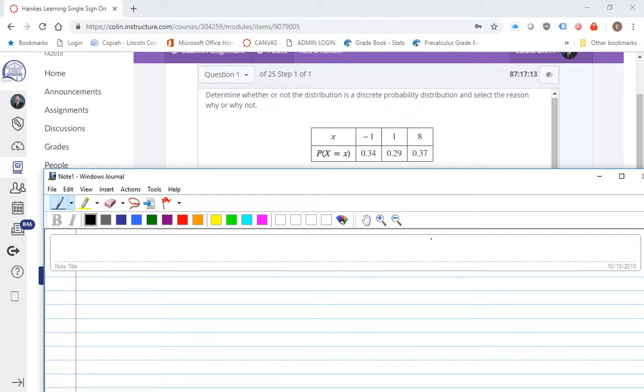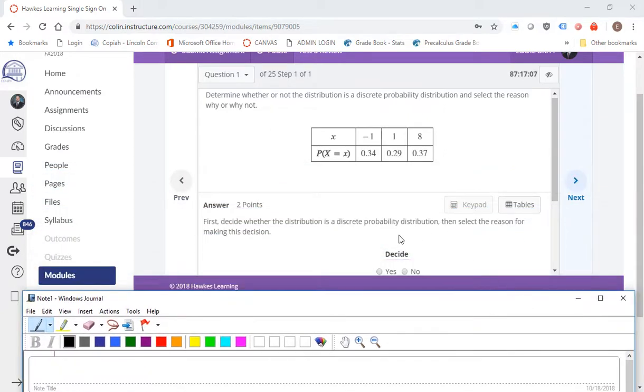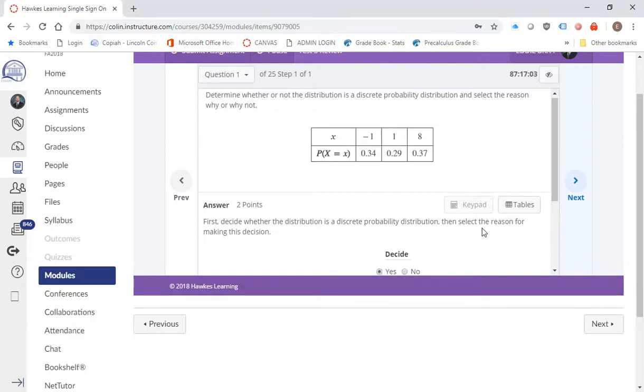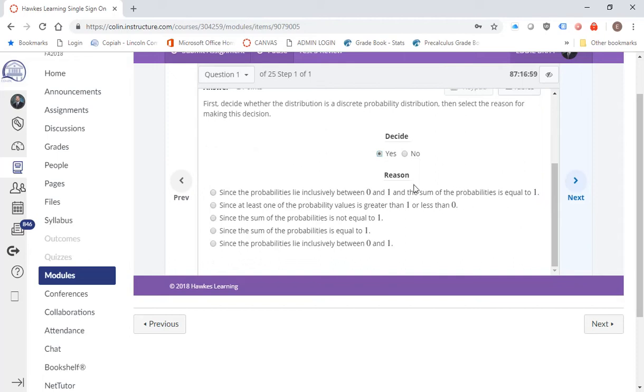So since those conditions are met, that means that this is a discrete probability distribution. So my answer is yes. All right, the reason is because you read through here, the probabilities lie inclusively between 0 and 1, and the sum of the probabilities is equal to 1.